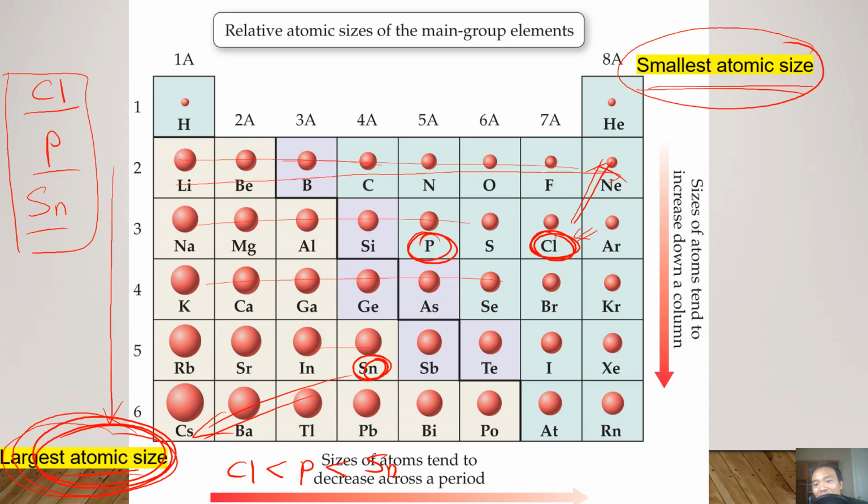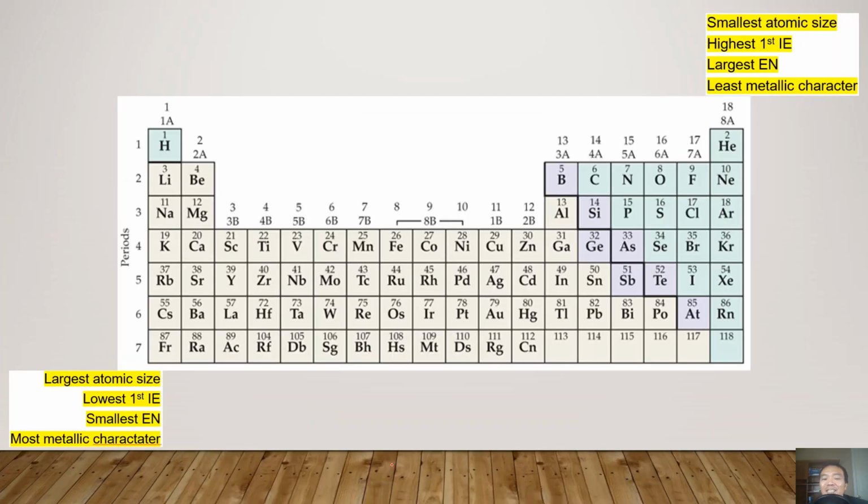Actually, we could do this similarly for the first ionization energy and the metallic character. You do see one more thing we included, which is so-called electronegativity. We put it over here, but we're not talking about it.